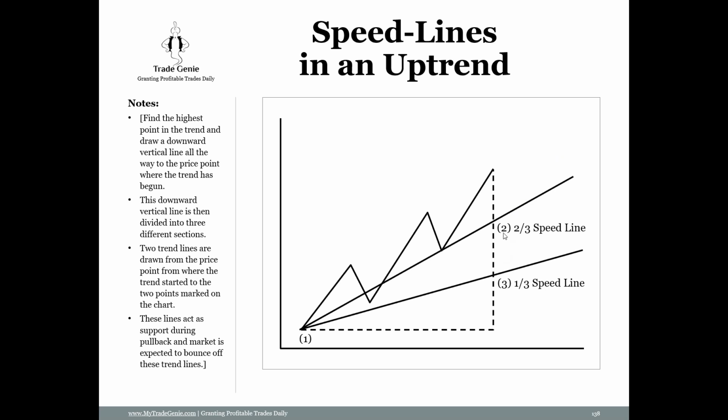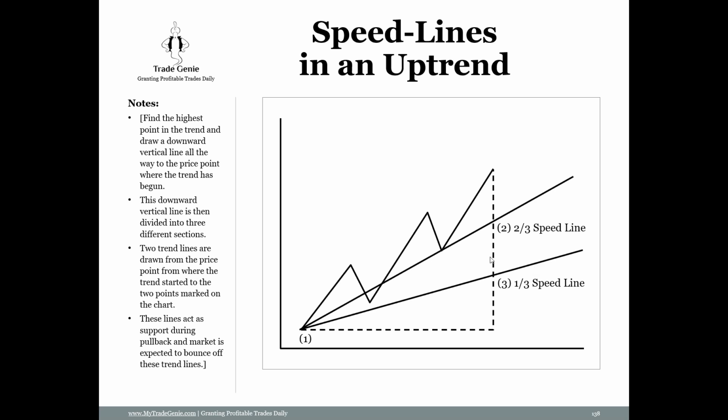This is called the 2/3 speed line. If the market doesn't stop at this 2/3 speed line, then chances are that the market will drop to the 1/3 speed line. So once the 2/3 speed line is broken, there are high chances that the market will drop to the 1/3 speed line.